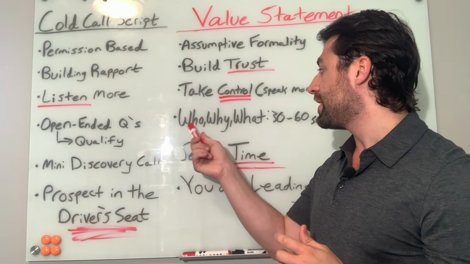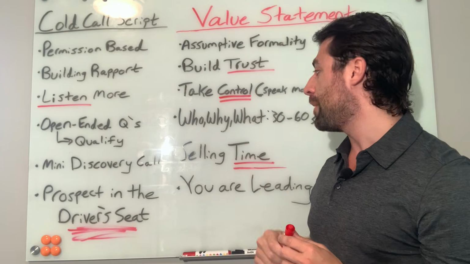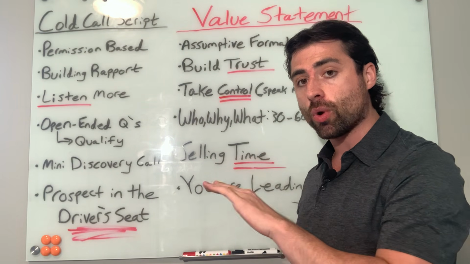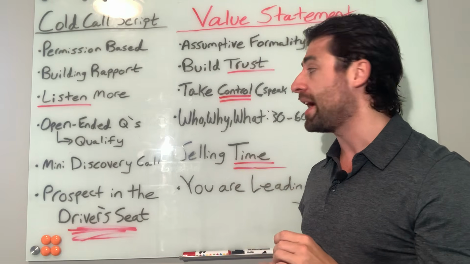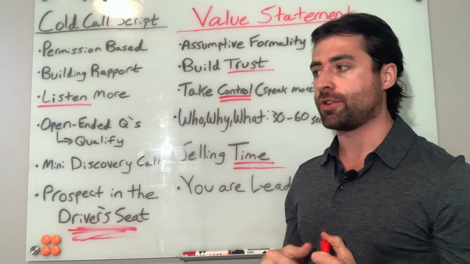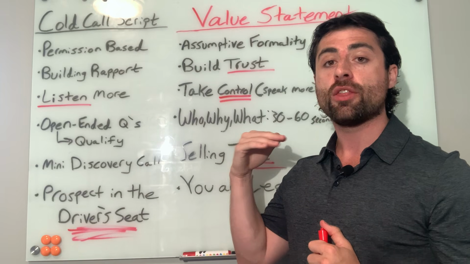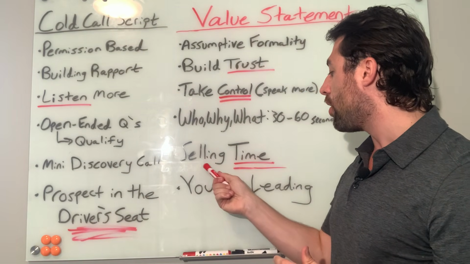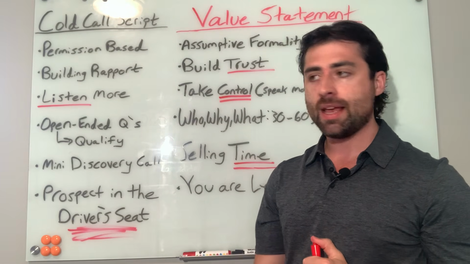Deliver that value and tell them who I am, however you describe yourself, why you're calling, which is the value, how you can potentially help them, how you work with other prospects and customers in the past, and what you're proposing you can do for them. And then the what is time on their calendar. You're looking for 15, 20, 30, however many minutes of time on their calendar at a later date. So what you're ultimately selling on a value statement is time.